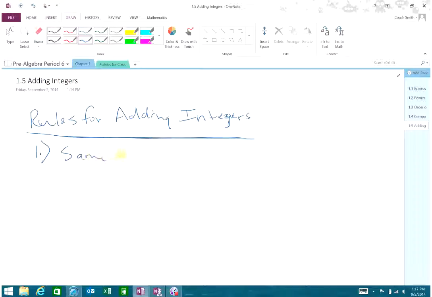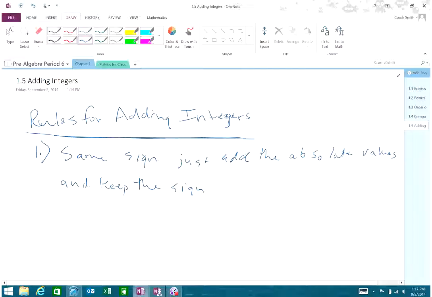When they have the same sign, just add the absolute values and keep the sign. Okay, when it's the same sign, just add the absolute values and keep the sign.